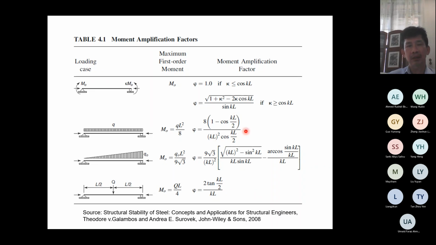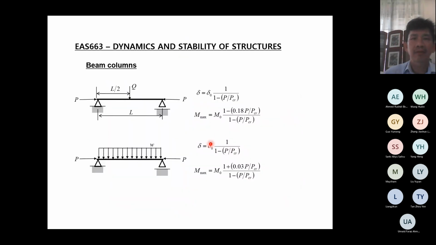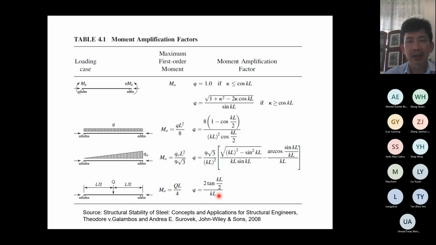Now, class, what I would like to suggest is that you compare the amplification factor for this case and the amplification factor for this case with the amplification factors that we derived. You compare by plotting the graph of amplification factor versus P over P critical. You can compare what we derived here, where some approximation has been introduced, because using the Rayleigh-Ritz method is itself an approximation. How far does this deviate from this and this?